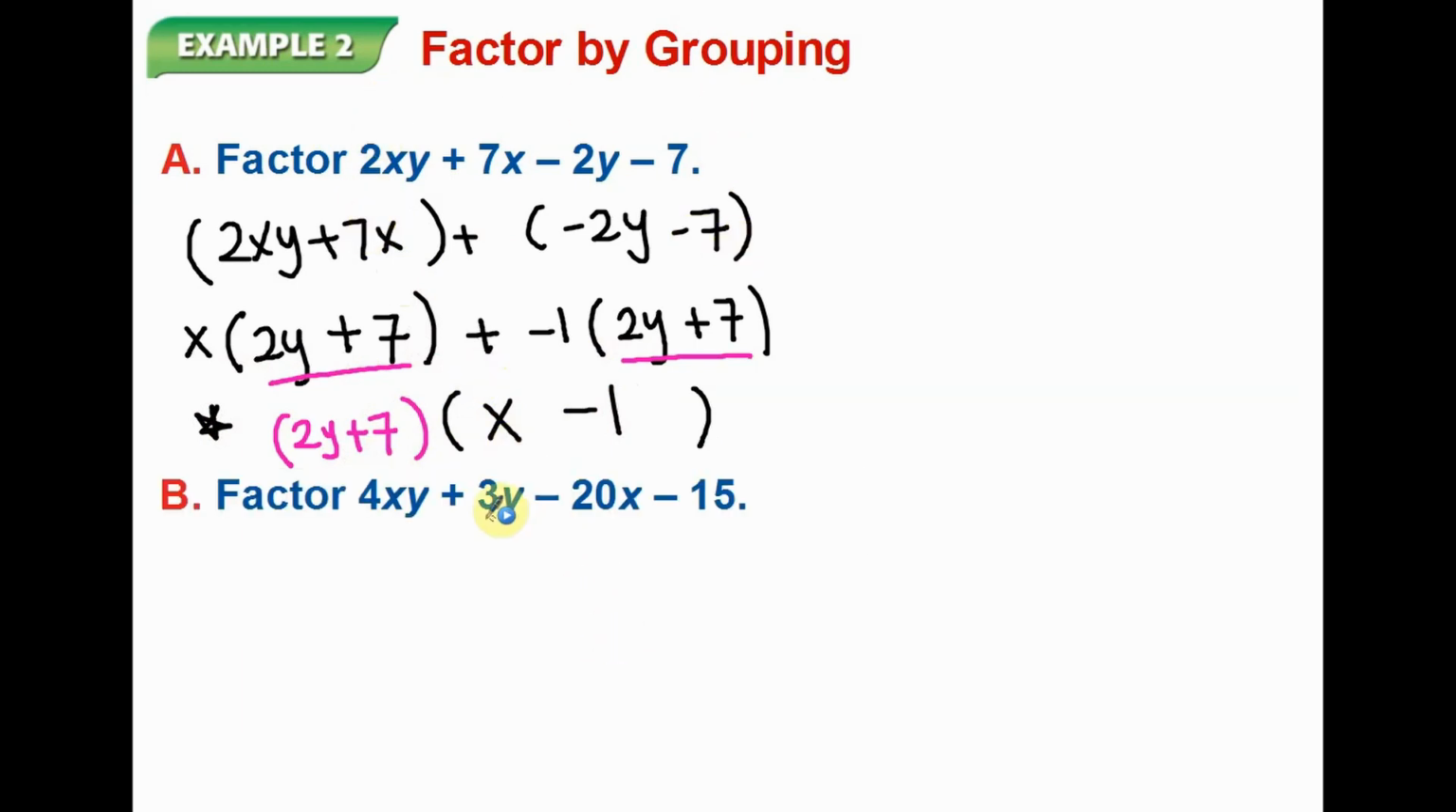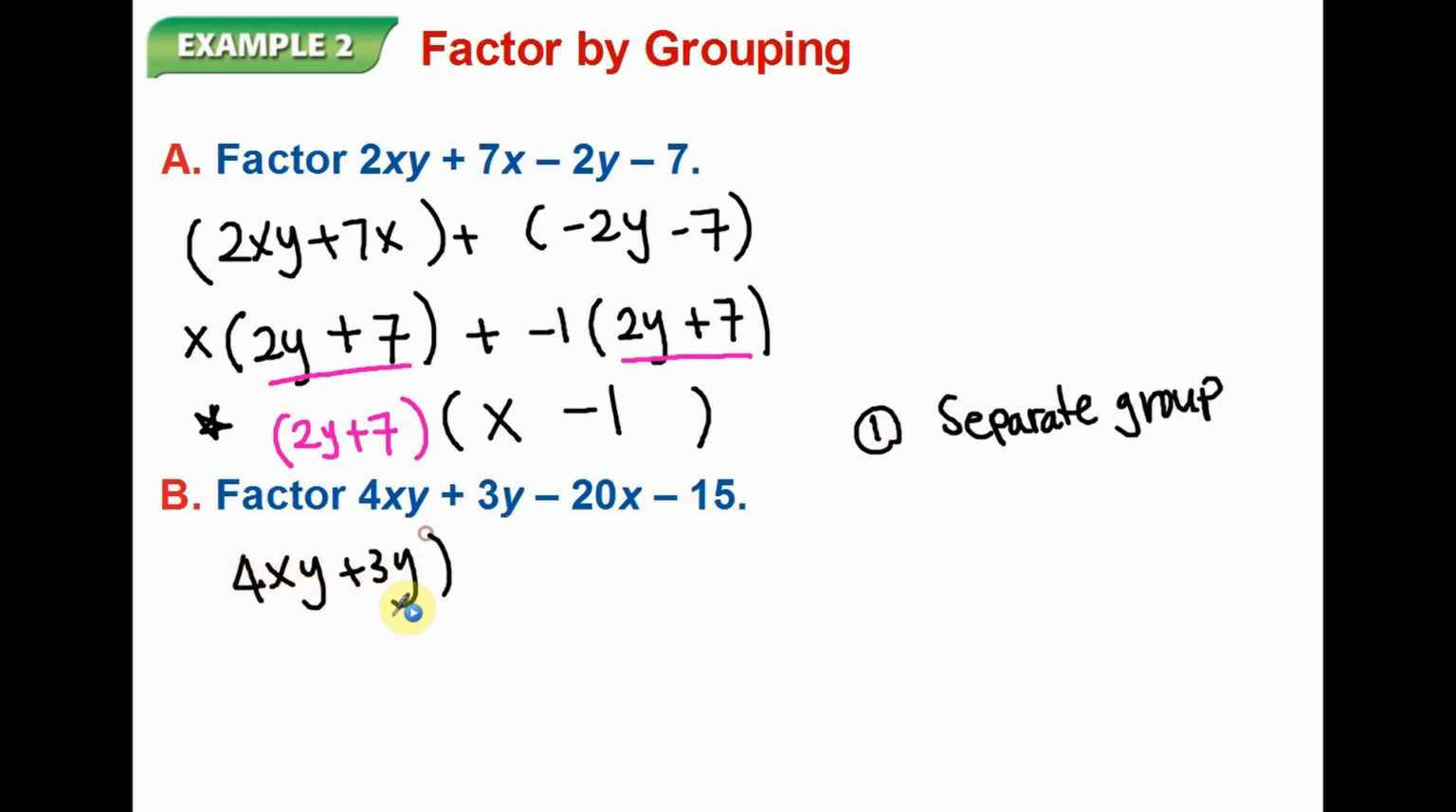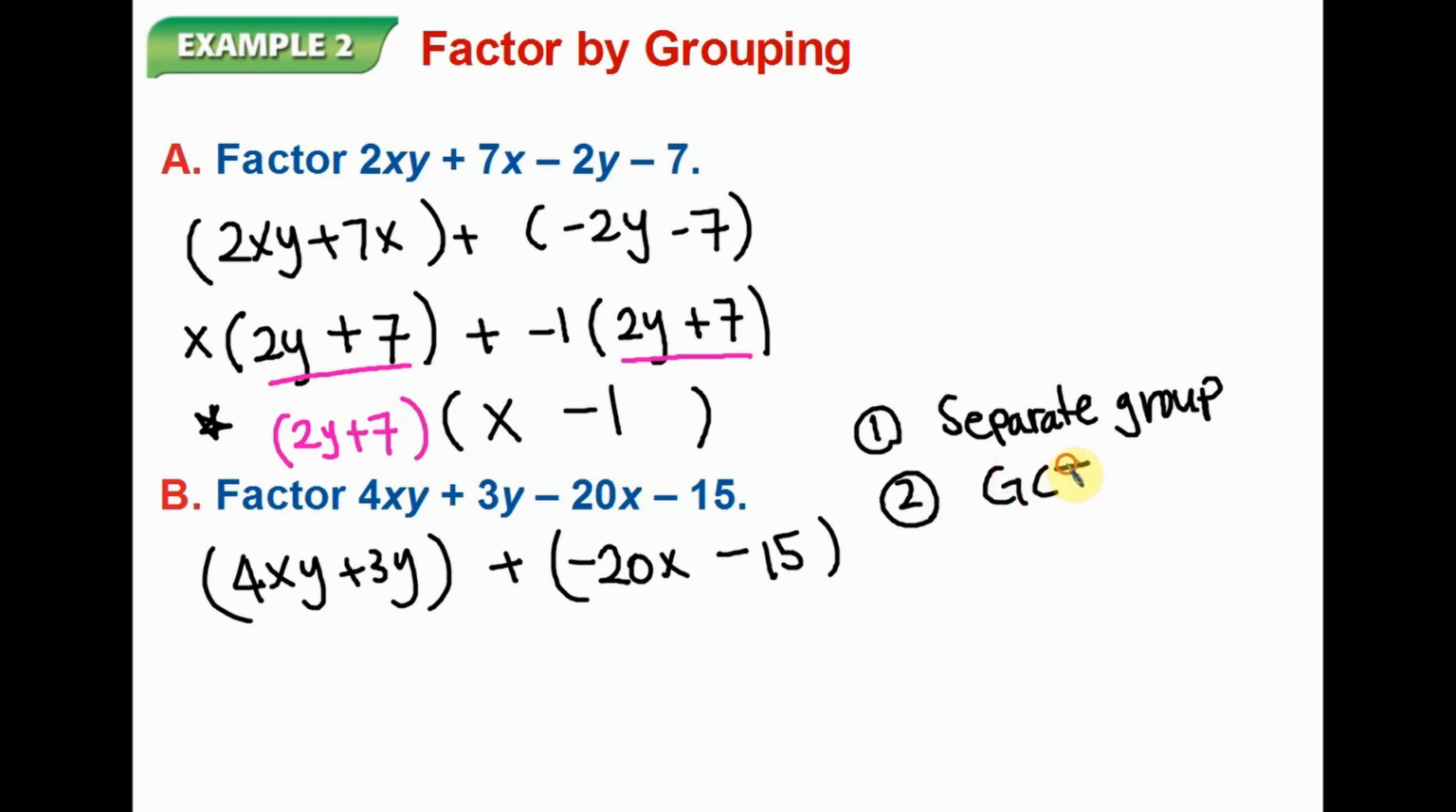Another example, one more time, we are going to separate the group. So 4xy plus 3y is in one group. And then on the next one, I will have negative 20x plus negative 15. Now you're going to find the greatest common factor from each group. It looks like both terms have y in common. So I will have 4x times y will get you 4xy. The next one will be just the 3 will get you 3y back.